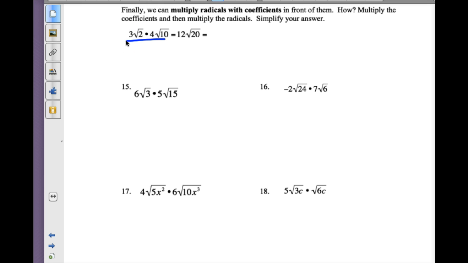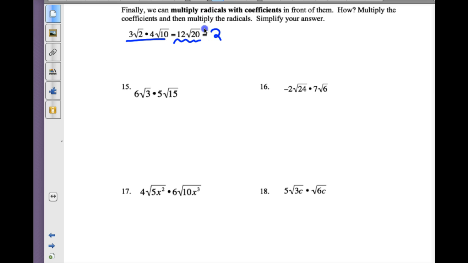3 radical 2 times 4 radical 10 equals 12 radical 20. Now, what do you have to do with radical 20? Do not start simplifying 12. Kids pull 4 out of it. Is there a square root symbol over that 12? No. Don't do it. Just deal with the 20.